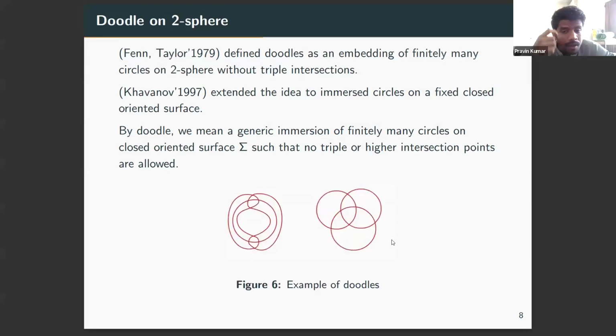For example, these are two doodles drawn on this plane, though it is on the two-sphere, which has no triple intersection, and it's an immersion of three circles.